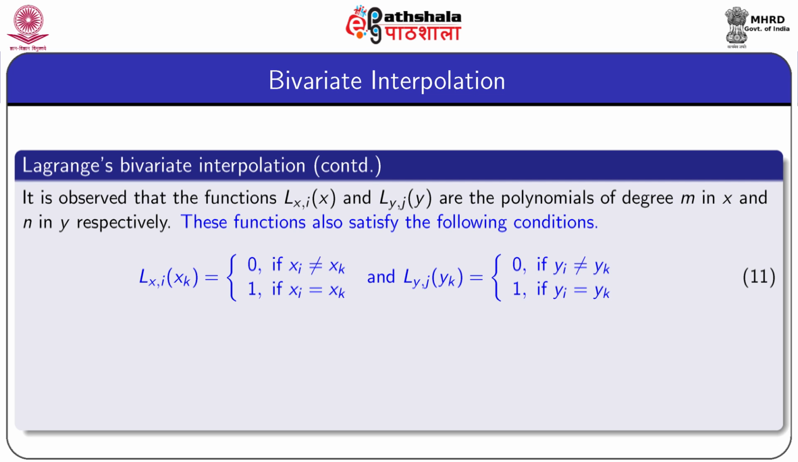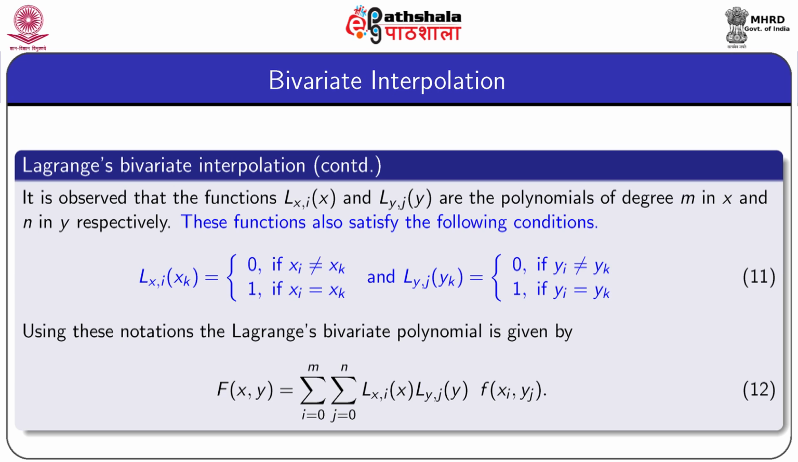These functions also satisfy the following conditions. These conditions are similar to the Lagrange interpolation polynomial in the case of a single variable: Lxi at xk equals 0 if xi and xk are different, and it is 1 if xi and xk are equal. Similarly, Lyj of yk equals 0 if yj and yk are different, and equals 1 if yj and yk are the same.